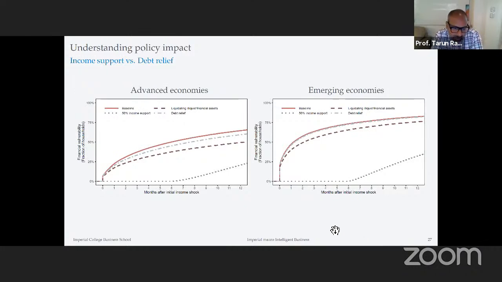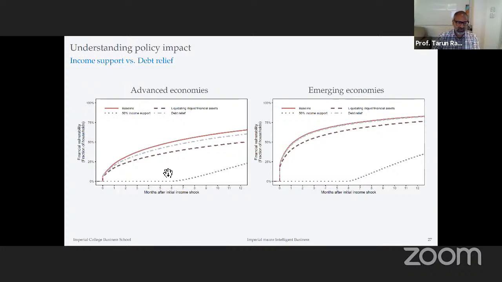So what can be done about this? One possibility is that you just do debt forgiveness. You say, look, whatever debt you have on your balance sheet, we just do a moratorium and we get rid of this. This actually works well in advanced economies because they actually hold more debt. But in emerging economies, debt relief doesn't do very much at all to the fraction of financially vulnerable households. What about liquidating illiquid financial assets? Well, that has a pretty substantial impact because, again, there is quite high holdings of retirement savings and other illiquid financial assets on advanced economy balance sheets. But in emerging economies, this does very little.